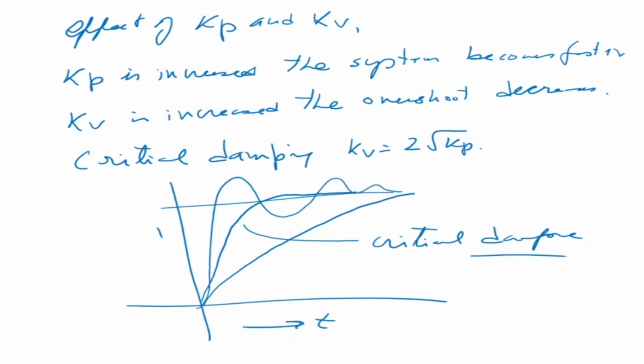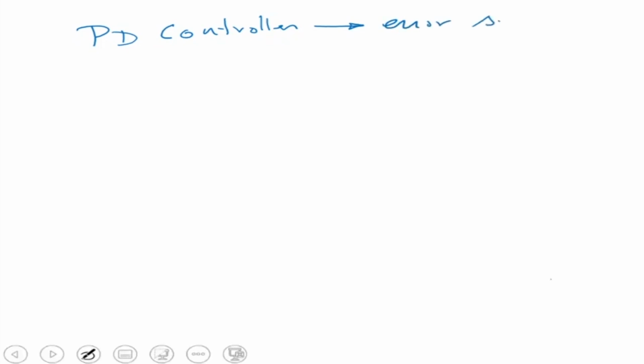Now, P controller response we have seen, PD controller response. Now what about the PID controller response? What we have seen in the last class is that the problem with a PD controller, the main issue, is that there is a steady state error. The steady state error essentially means that as time goes to infinity, there will be a small difference between your output and input. It will never be exactly equal.